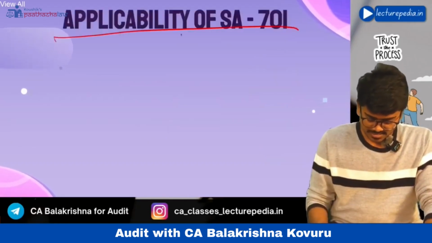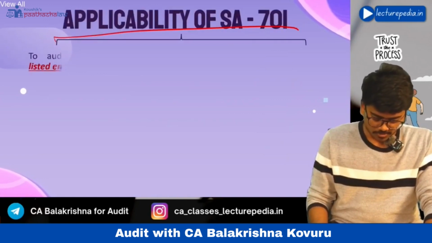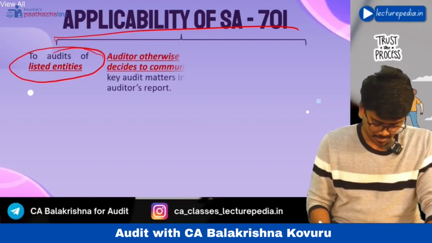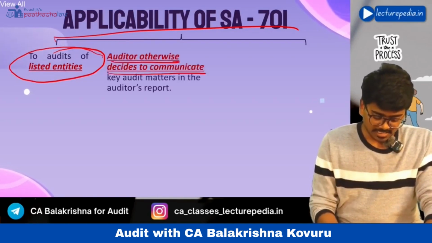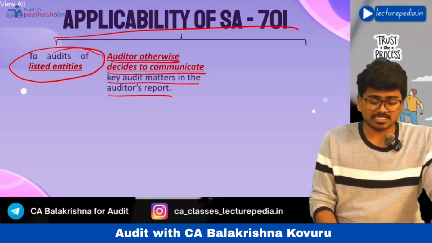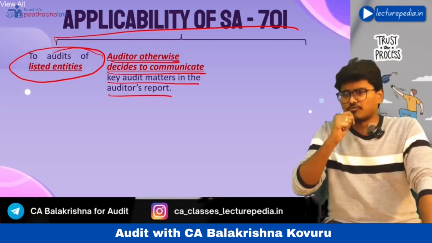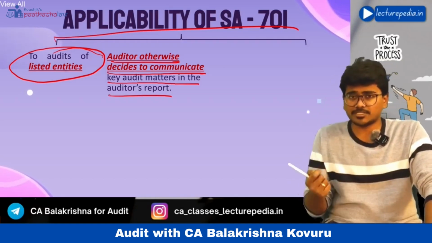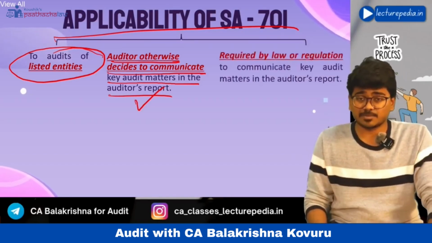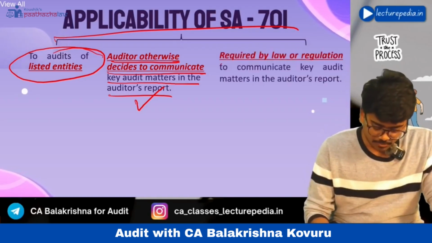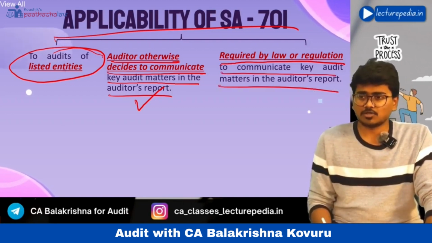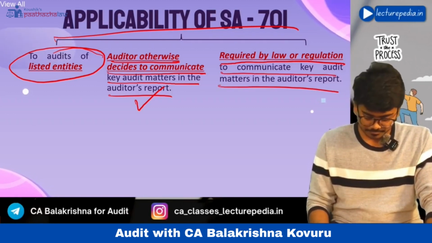Applicability of SA 701, I have just told you. To all listed entities it is mandatorily applicable, and the auditor may otherwise decide to communicate key audit matters in the auditor's report. In case of other entities, that is unlisted entities, if the auditor decides that he wants to communicate key audit matters, then he can give. Or key audit matters are made applicable as per the requirement of any law. If required by law or regulation to communicate key audit matters in the audit report, then also the auditor will have to communicate them.